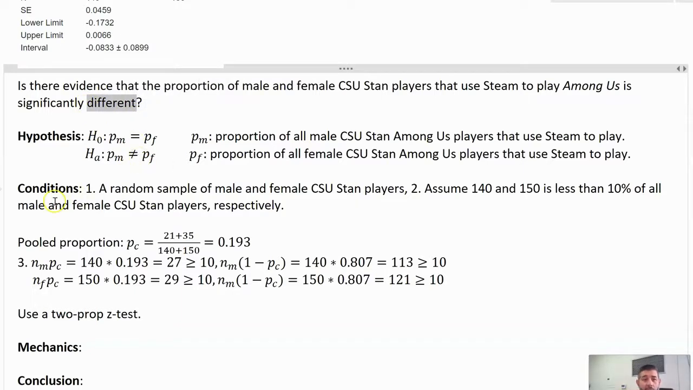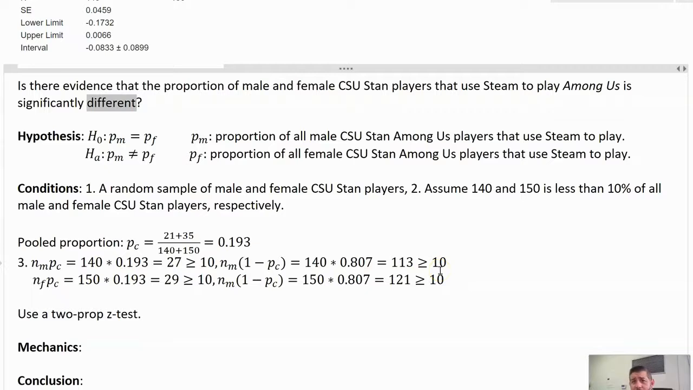I've written out my parameters. I've written out my conditions. Now the difference here for conditions, you can see my previous video. We want to find the pooled proportion. So I've calculated the pooled proportion here. That's basically just putting all the females and the males into one group, and then finding the proportion that if I had them all in one group, what would that look like for the proportion of Steam players? And then I use that pooled proportion to calculate my third condition for success and failure.